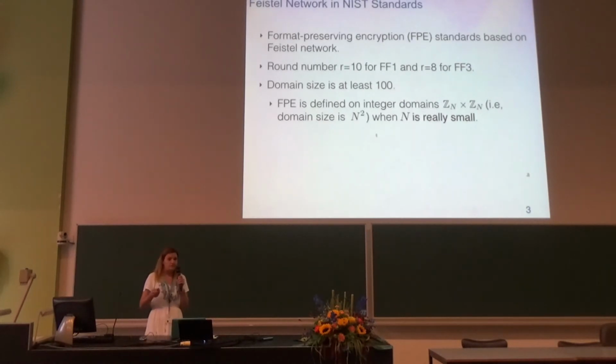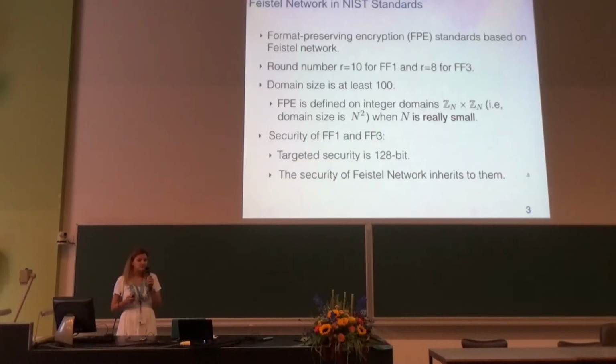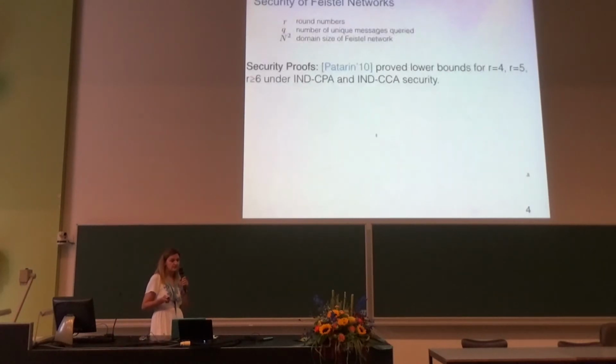I will get back to how small the domain is, but before that I'm going to say something about the security, because we're interested in security. The standards define the targeted security as 120 bits of security. And we also know that the security of Feistel networks is inherited by those primitives, specifically these two algorithms, FF1 and FF3. So what about the security of Feistel networks?